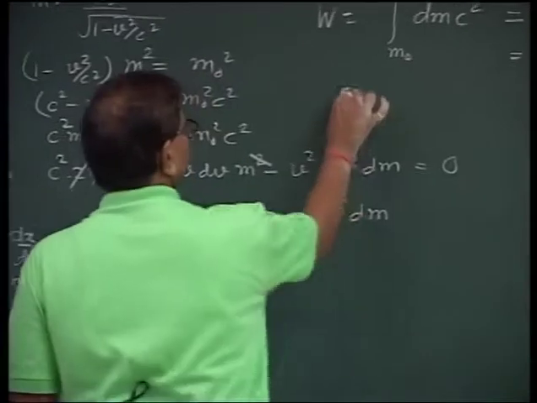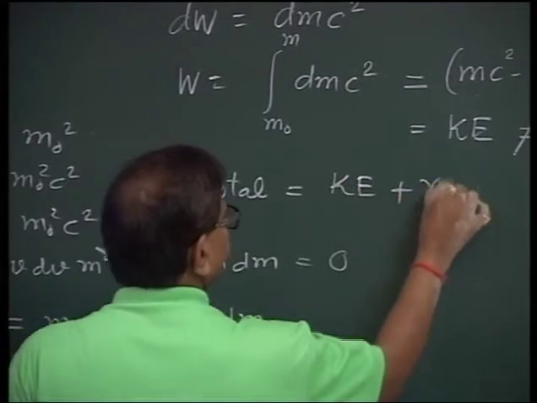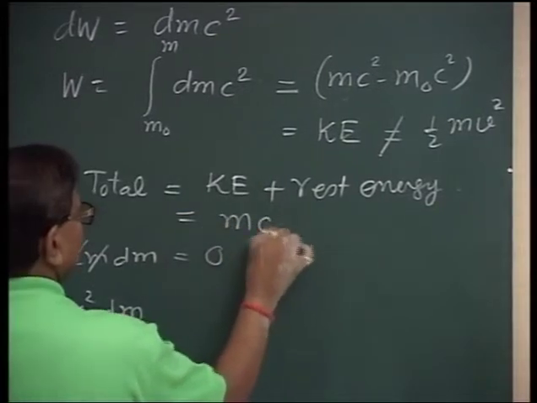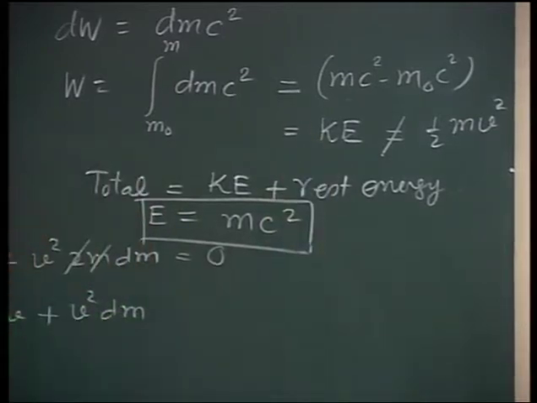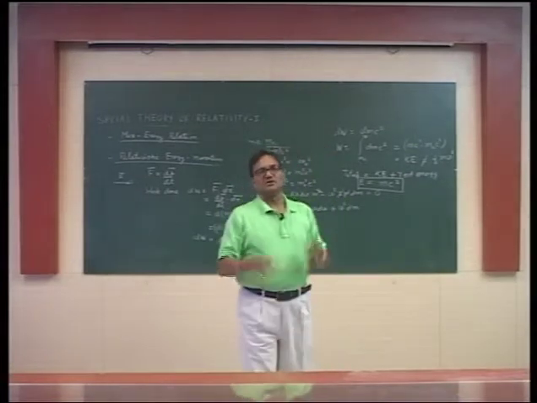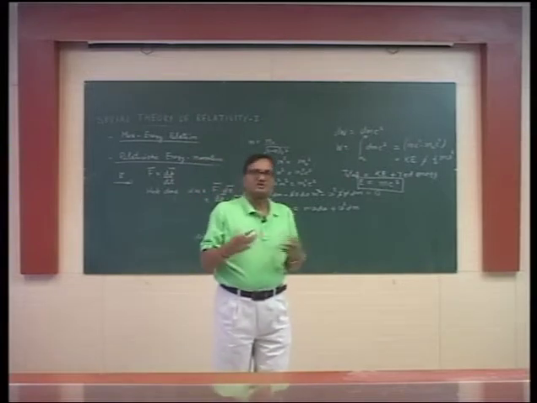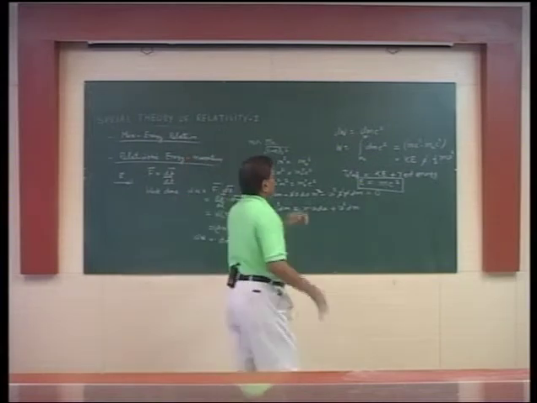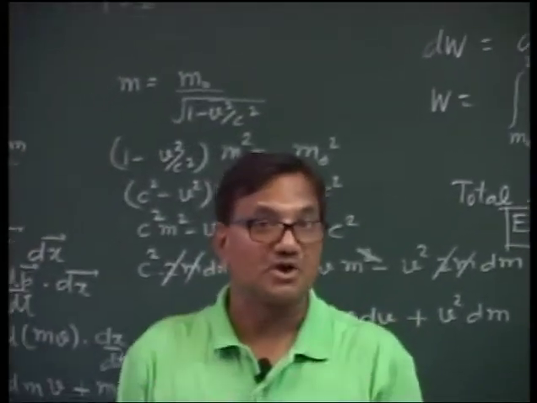So what is the total energy of the particle? Total energy is equal to kinetic energy plus rest energy, and this comes out to be mc square. Therefore, energy of a particle of mass m is mc square. It is not half mv square and so on. So total energy of a relativistic particle is mc square, whatever be its velocity. The kinetic energy is obviously mc square minus m0 c square, and it is not half mv square.